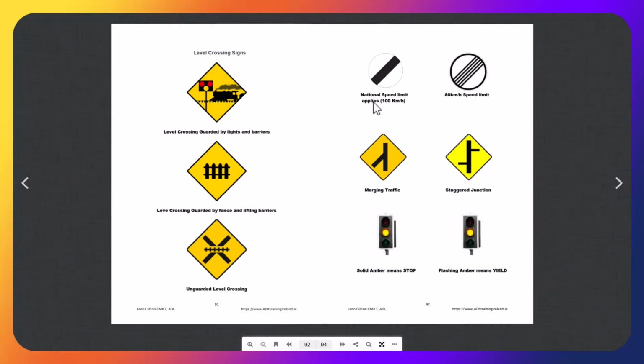So memorize these. National speed limit applies, which is 100 kilometers an hour. Then they brought out this one, which means 80 kilometers an hour, but now it means 60 kilometers an hour. So I'm going to have to change that down to 60. That is merging traffic coming onto the main road. That is a staggered junction. Solid amber light means stop. Not stop if you want to, it just means stop. That's the whole answer. You say stop and say nothing else. A flashing amber light means yield.